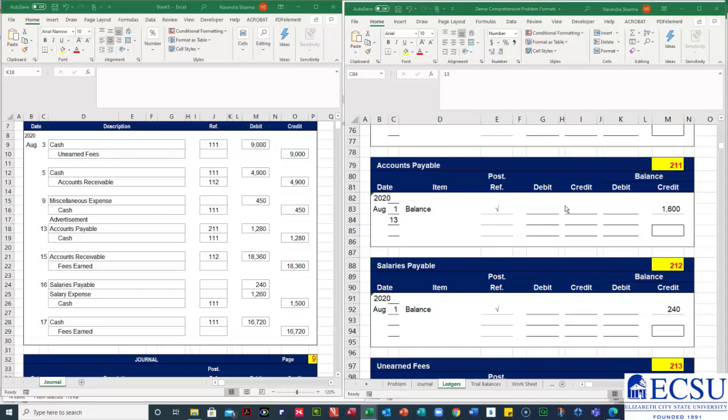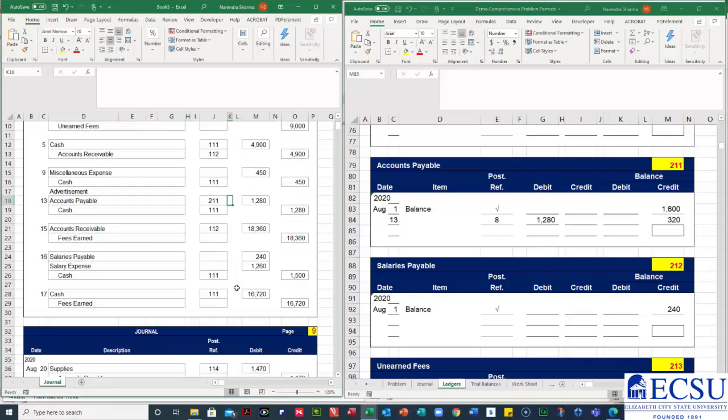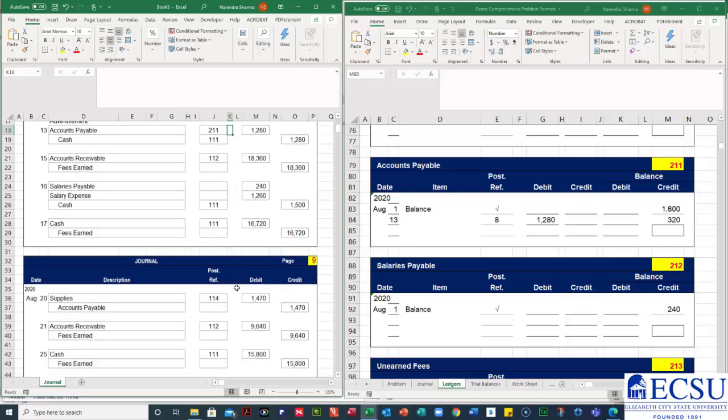So on the 13th, it is coming out of page 8 of the journal. And was it a debit? Yes, it was a debit of 1280. So what will happen to my balance? It will go down because it's a credit balance and now I have just debited it. So therefore, it will go down to 320.